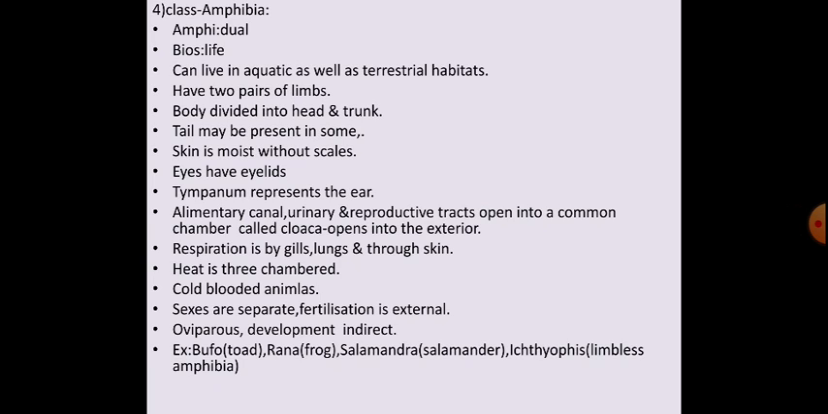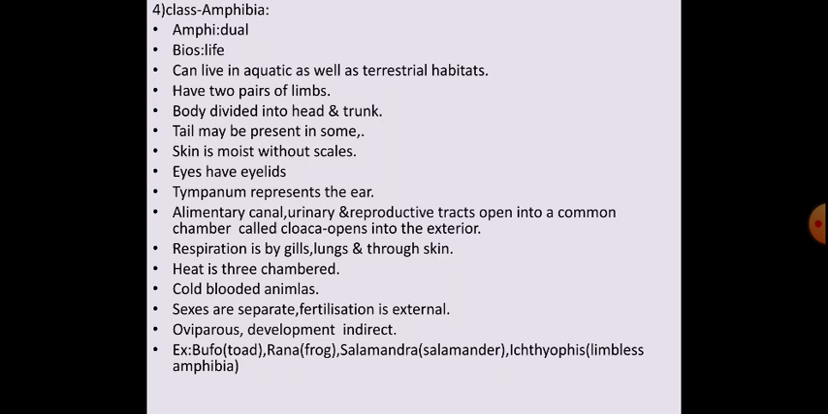Everybody knows what is Amphibia. Amphi means dual, bios means life. They will be having a double life. The best example of class Amphibia is frog. What is the speciality of frog? These organisms can live both on land and in water. They are found in water as well as on land.